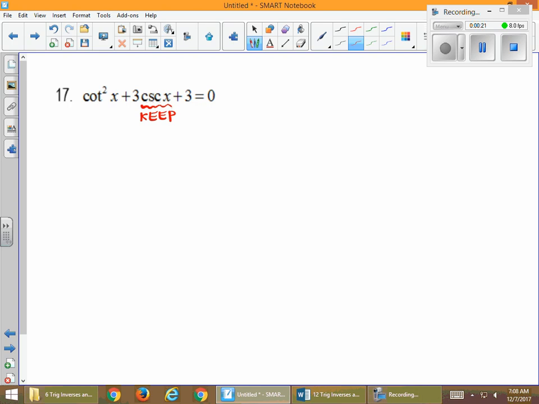So I'm going to write out my sine squared plus cosine squared equals 1 and get to cotangent squared from there. Cotangent squared, I know, is cosine squared over sine squared. So if I'm going to get cotangent squared, that means I need to take my basic Pythagorean identity and divide everything by sine squared.